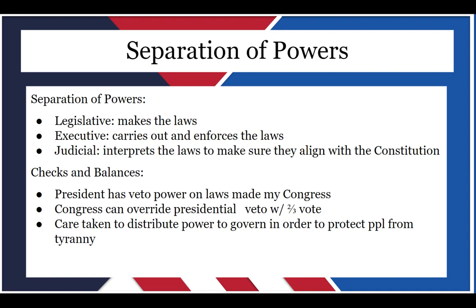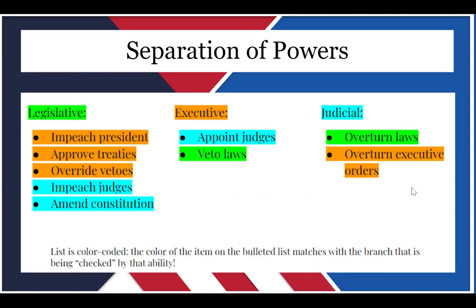So a lot of care was taken to distribute power to govern in order to protect people from tyranny. So a lot of care was taken to separate out these different responsibilities to avoid having one person or one small group of people making all the decisions. Here's a little color-coded for your convenience list. The color of the item on the bulleted list matches the branch that's being checked by that ability. So you'll notice legislature is green, executive branch is orange, and judicial is blue.